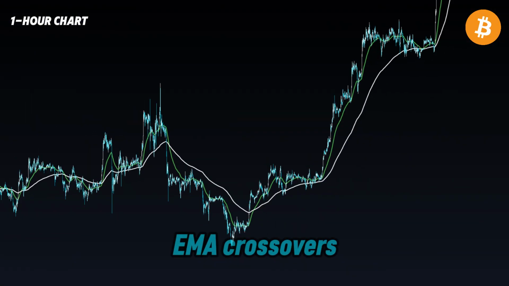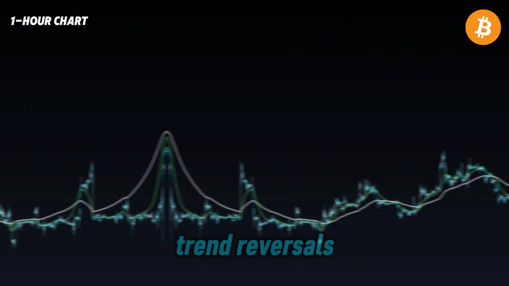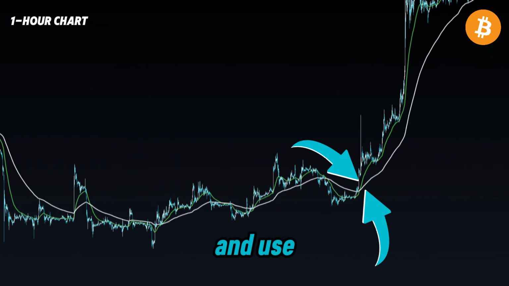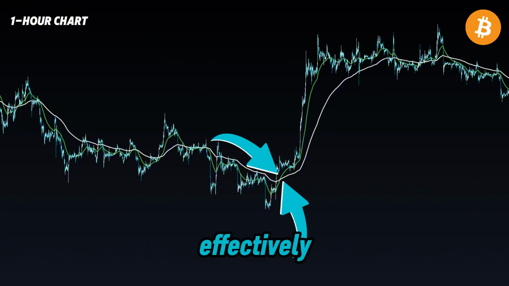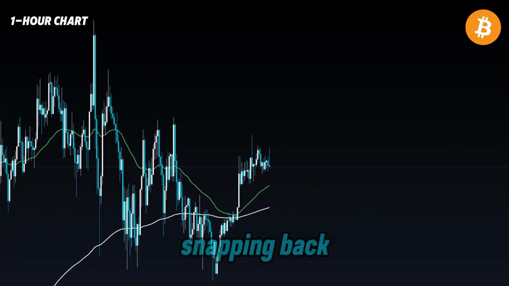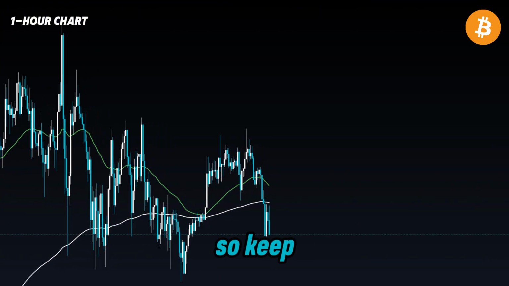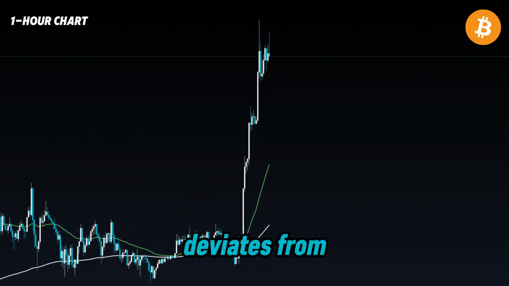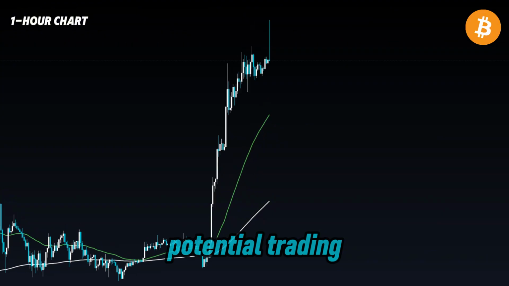Watch for EMA crossovers as potential signals for trend reversals or confirmations and use them to time your trades more effectively. Remember, EMAs are like a rubber band, stretching and snapping back with price movements. So keep an eye on how far the price deviates from your EMAs to spot potential trading opportunities.